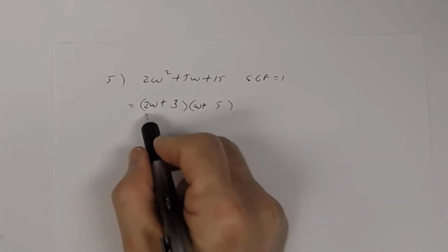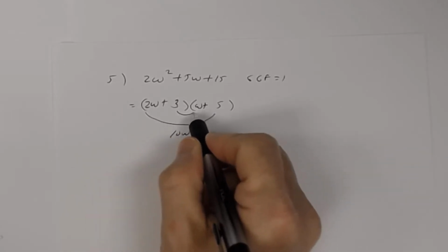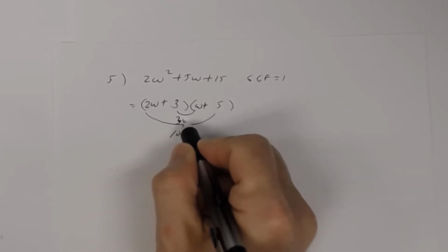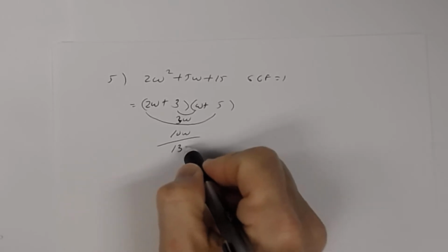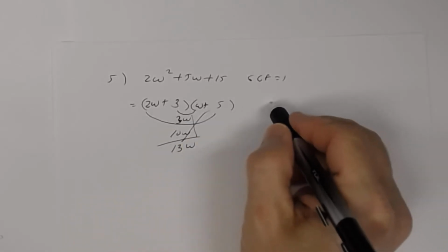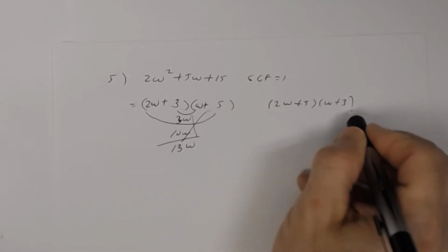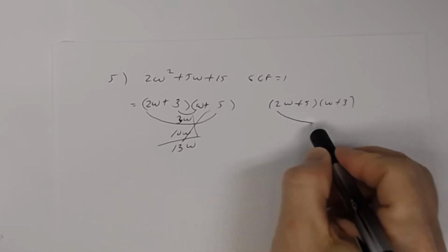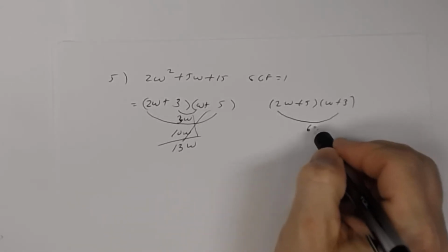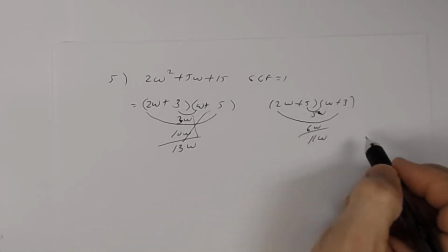get that 5w, and you'll notice that when you do the outer, that's 10w. When you do the inner, that's 3w. And when you add them up, you get 13w. So that did not work. If you switch them, like let's say 2w plus 5 times w plus 3 instead, do the same thing. The outer is 6w. The inner is 5w. You get 11w. That didn't work.